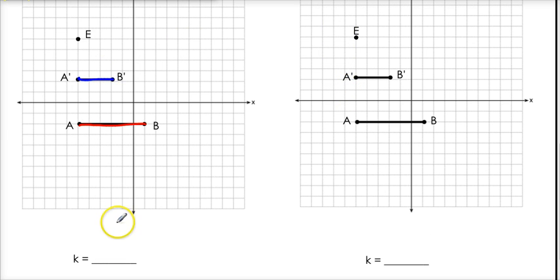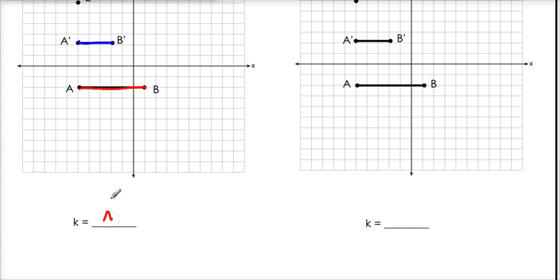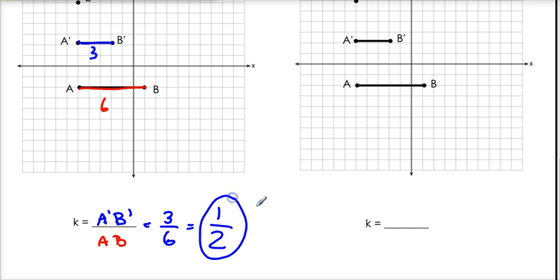So in this case, we know it's going to be A prime, B prime over AB. We just count. Let's get these lengths down. Well, A prime, B prime is 3, AB is 6. So let's just plug in those numbers. So K is going to be equal to 3 over 6. If you can just reduce this fraction, give it a shot, it is 1/2. So that is our scale factor. The scale factor is 1/2.